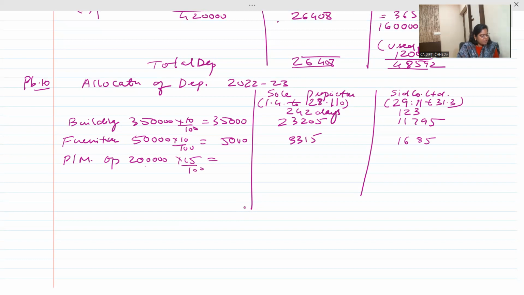It is purchased on 15th of October, no? Right. So for that also actually full year's depreciation. Purchase is 1 lakh. So total depreciation will be 3 lakh into 15%.